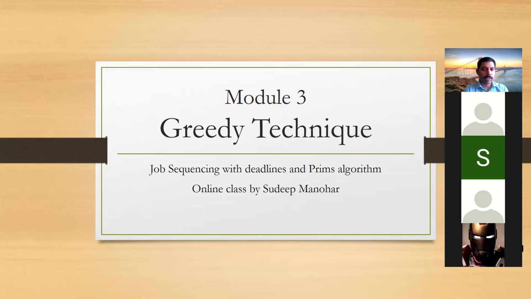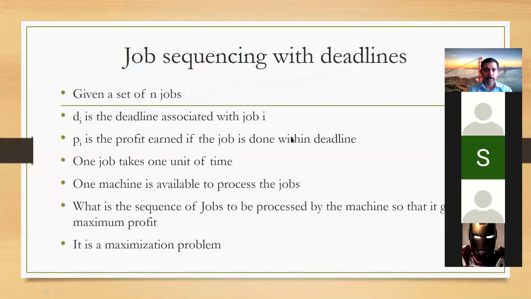Today's topic: job sequencing with deadlines and Prim's algorithm. We are going to look at both the algorithms. Start with job sequencing with deadlines. Let us understand the problem first.